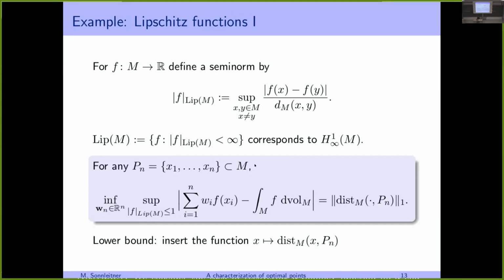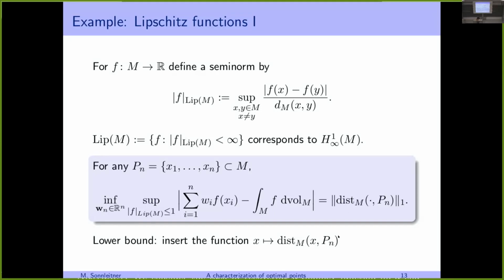And here we can obtain something even stronger if we only consider the semi-norm. So this is a well-known result. One can derive it using different techniques, but it can be computed relatively easily. So if we take here a point set and consider Lipschitz functions, then the quality of this point set for numerical integration is exactly equal to this distance function in average. So here is a 1, and this 1 corresponds just to s equals 1 and p equals infinity.